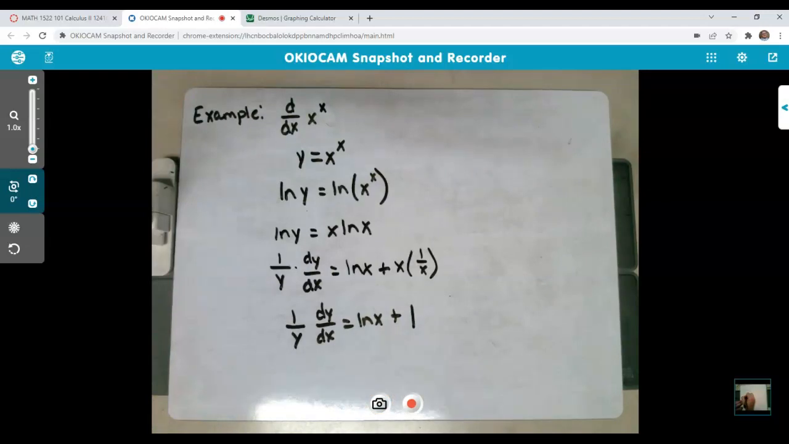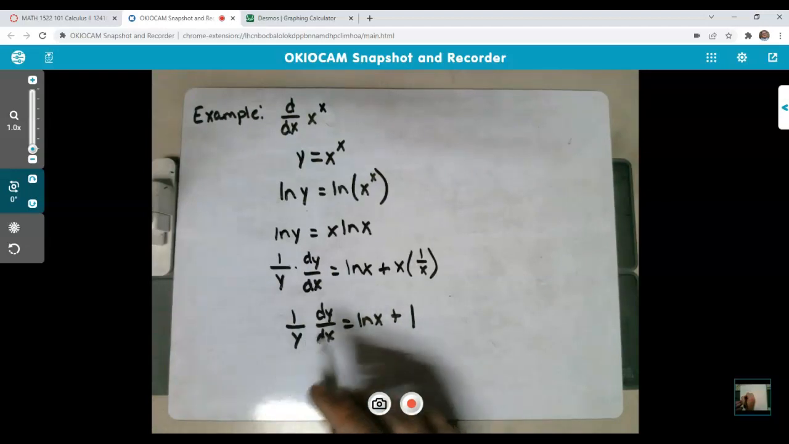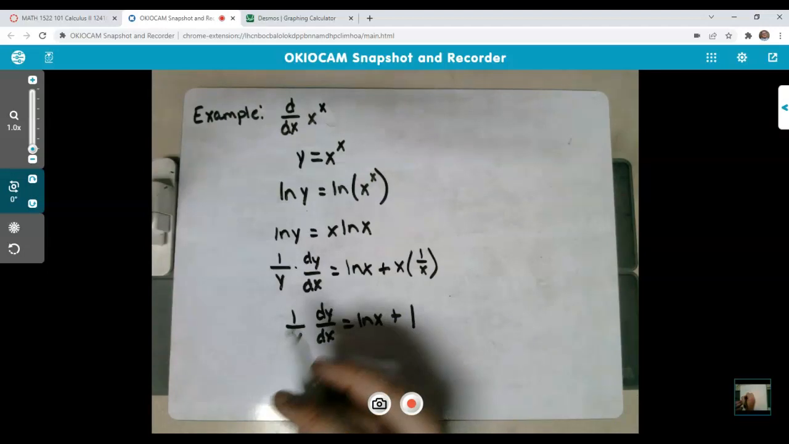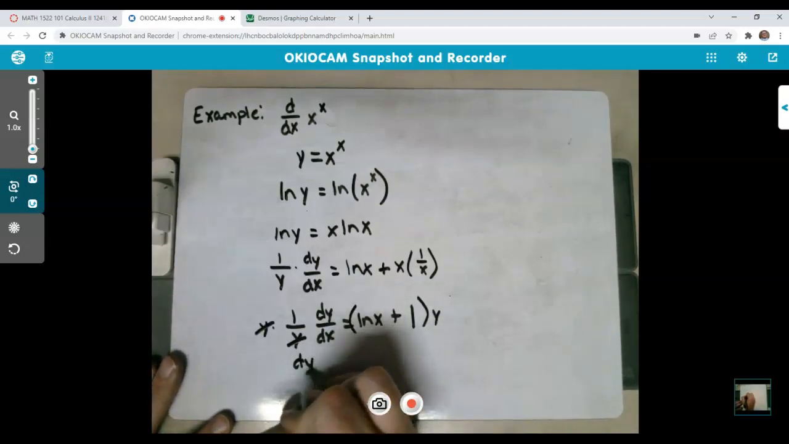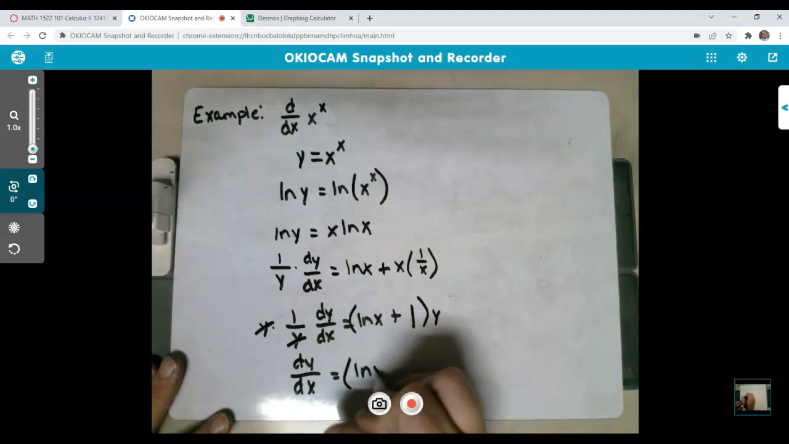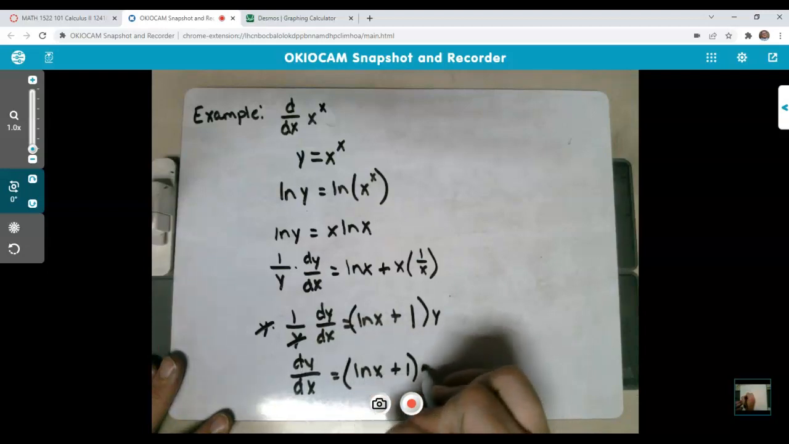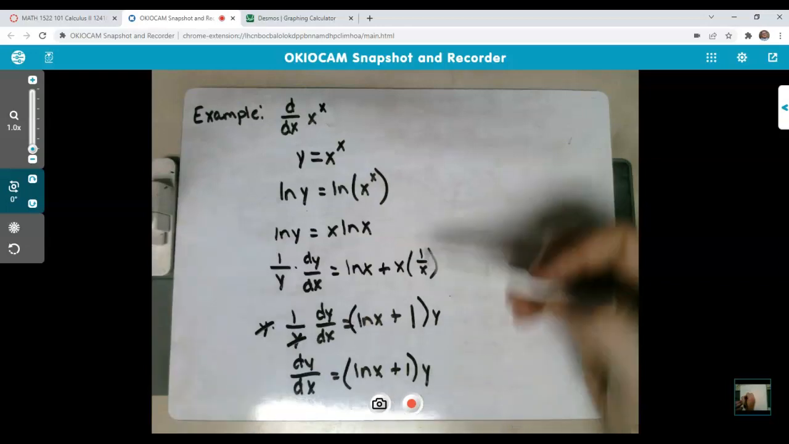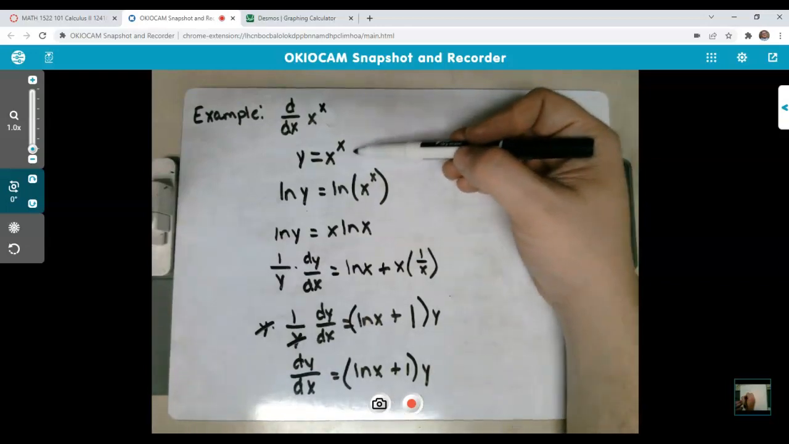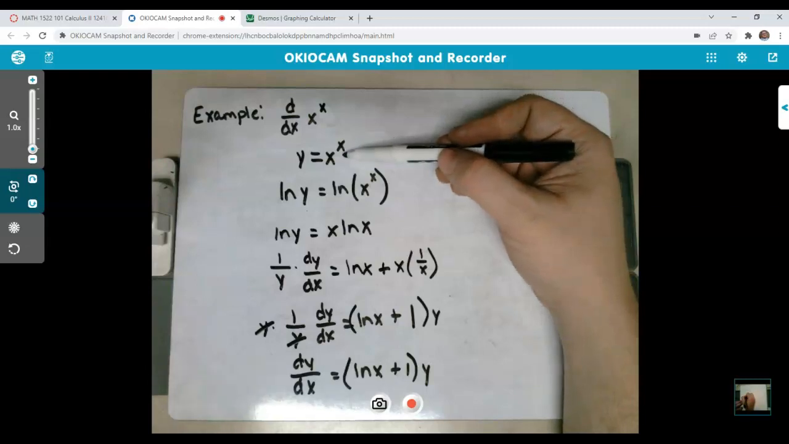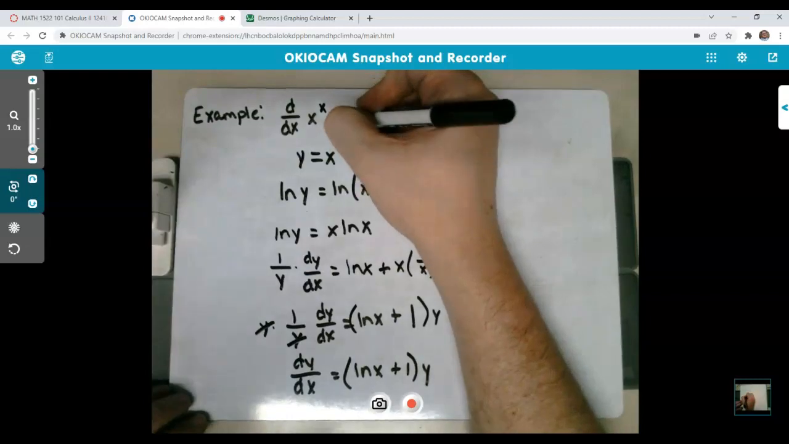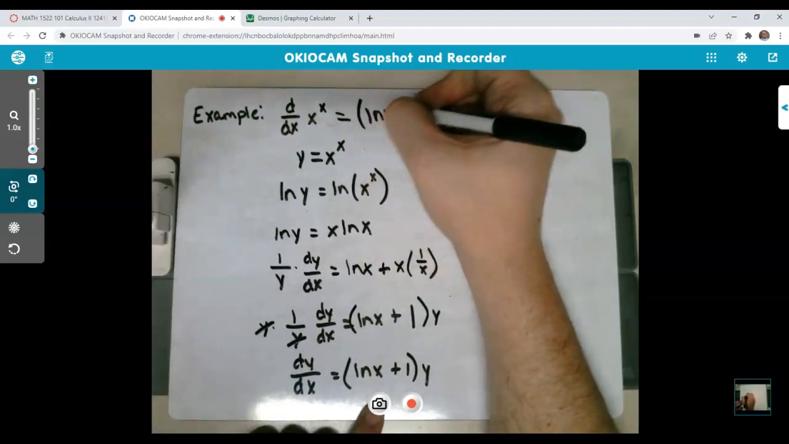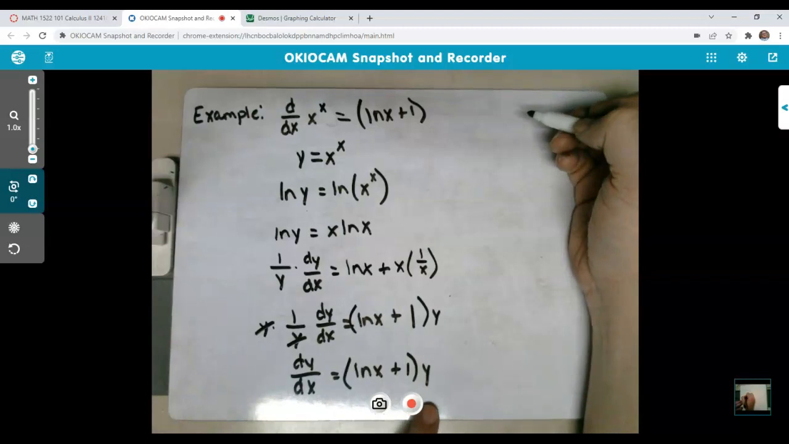But I'm solving for dy dx, so multiply both sides by the y to get rid of this y here. So I get dy dx is equal to ln of x plus 1 times a y. But if you look back to up here, I already know what the y is. So I can replace this in place of the y. So the derivative is equal to ln of x plus 1 times y, which we said was x to the x.